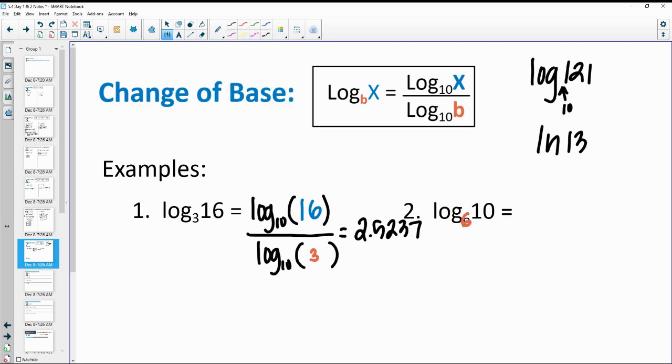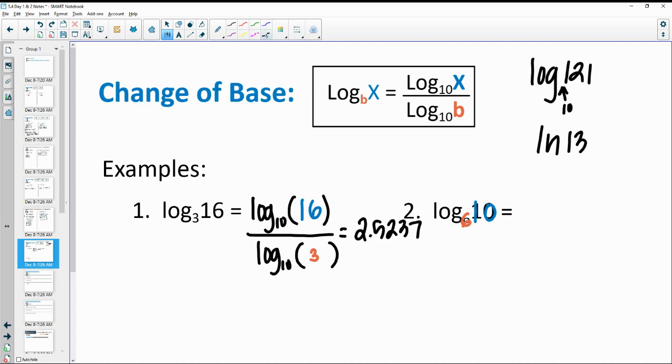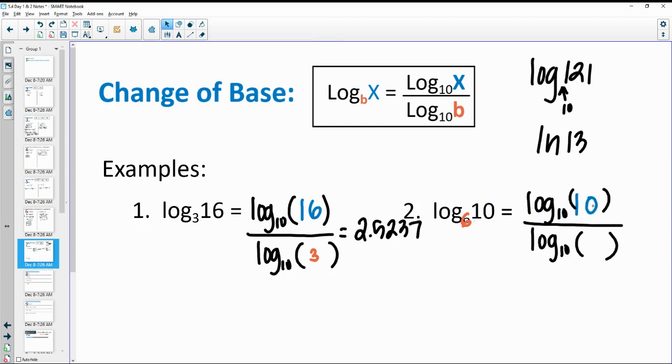So then for this second one, the base is 6 and the input is 10. So again, we will do log base 10 of the input divided by log base 10 of the base. So we'll do log base 10 of 10 divided by log base 10 of 6. And so if you type this into your calculator, you should get approximately 1.285. So just check and make sure you're doing that correctly.